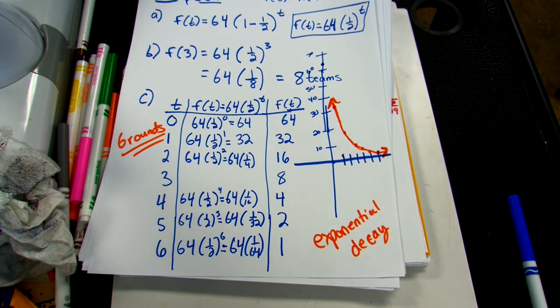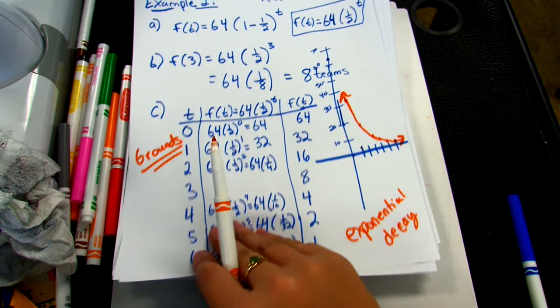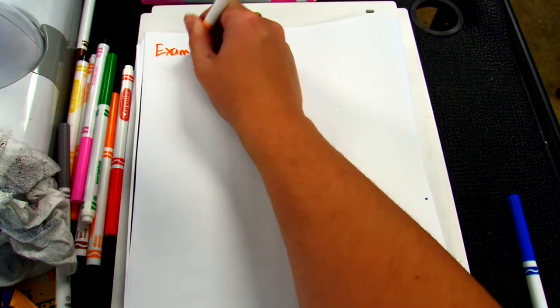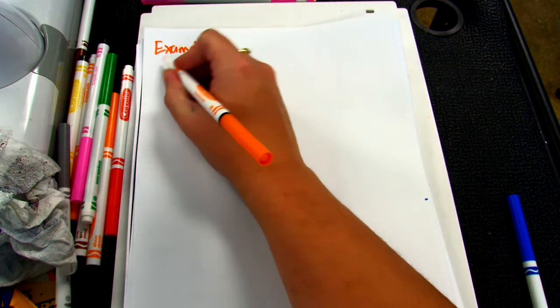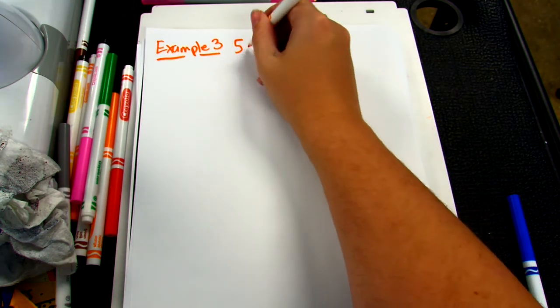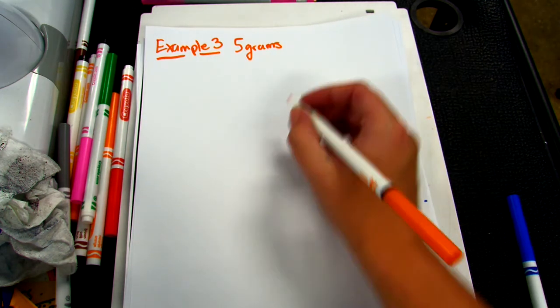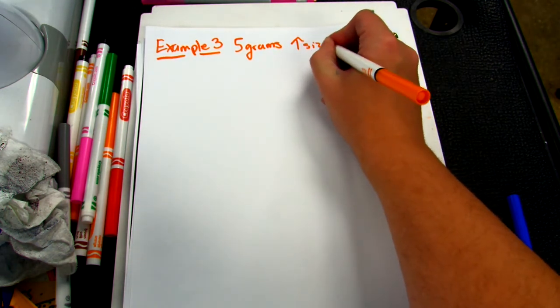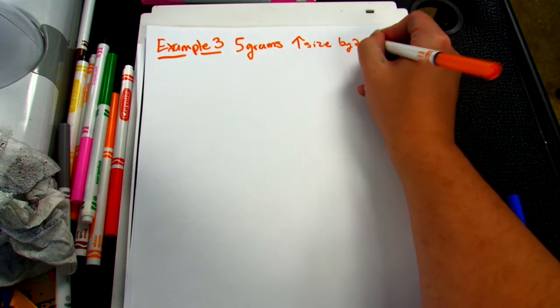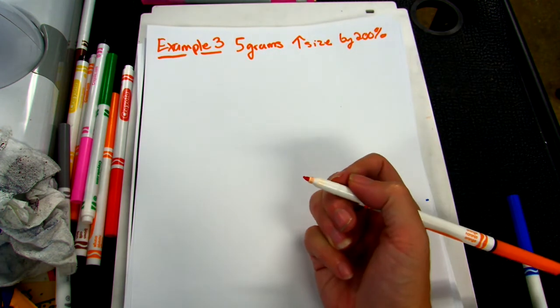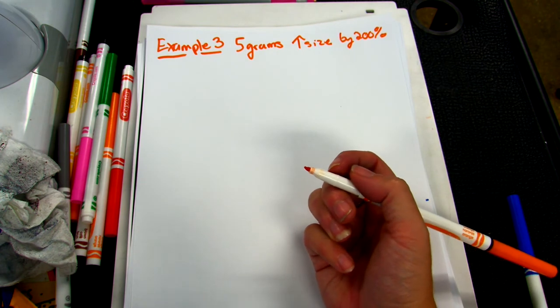All right, let's do another example. Example 3. So for example 3, we have a mold culture. We start with 5 grams of a mold. Okay? And it's increasing in size by 200% every day. So we need to write an exponential function to model this growth.